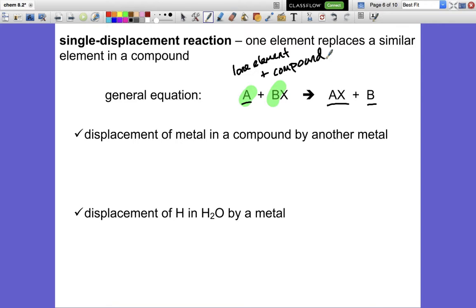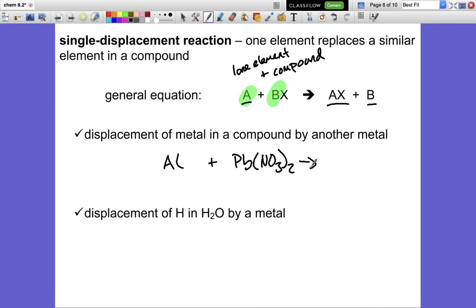That's just a generic equation there, but it does help to look back to that here and there. So our displacement of a metal in a compound by another metal would look something like this. I have aluminum, that's going to replace a metal in my compound here. My compound is lead nitrate. It's a plumbous nitrate. It's lead 2 nitrate. So it is important that you understand what charges are going on, so you can balance things appropriately.